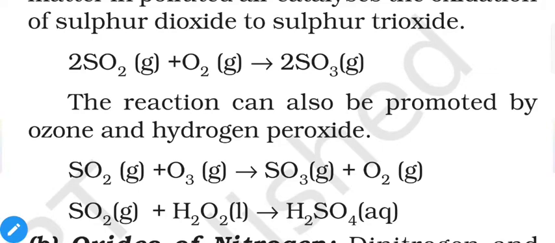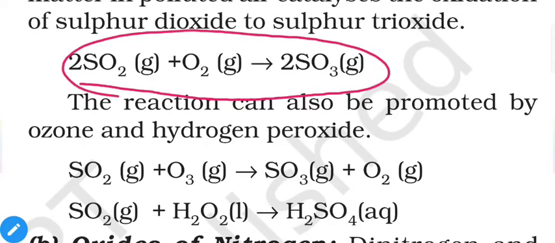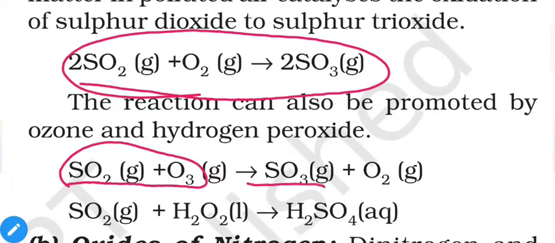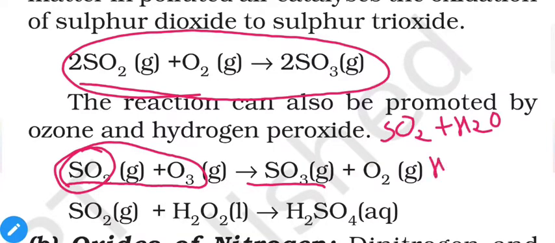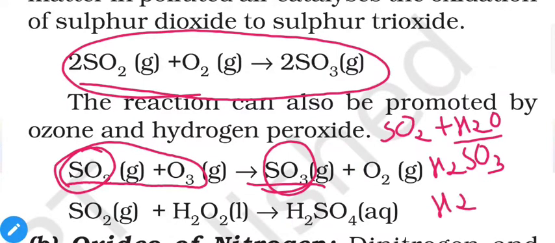Sulfur dioxide can oxidize into sulfur trioxide, but this reaction is comparatively slow. In the presence of a catalyst, the rate of reaction will increase, and dust particles present in air can act as a catalyst, so they can increase the rate of reaction. Sulfur dioxide can react with ozone to produce sulfur trioxide, and it can also react with hydrogen peroxide to form sulfuric acid. Similarly, SO2 gas can react with water molecules. That means SO2 plus H2O can produce H2SO3. Similarly, SO3 with water produces H2SO4.